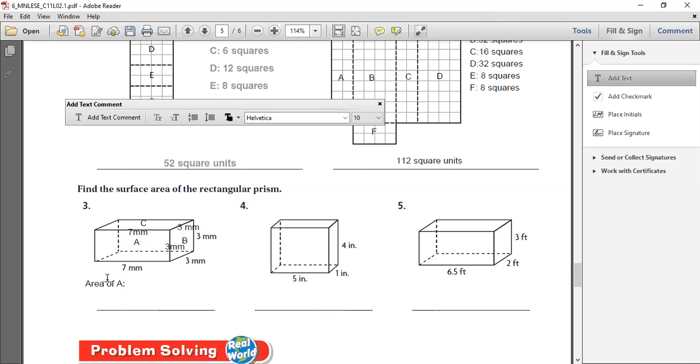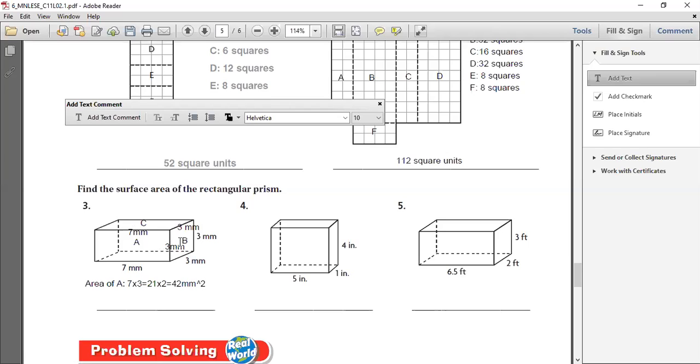Let's find the area of A now. Area of A is going to be length multiplied by width. So length is 7 multiplied by 3, which gives you 21 square millimeters. But we are not going to stop with that, because we have 2 faces for A, the front and the behind one. So if the front one is 21, we multiply that by 2, which gives you 42 square millimeters. Fine, this is how you find the area of A and the behind one.